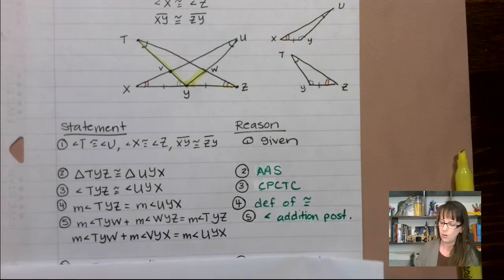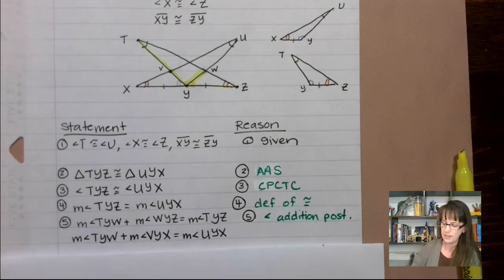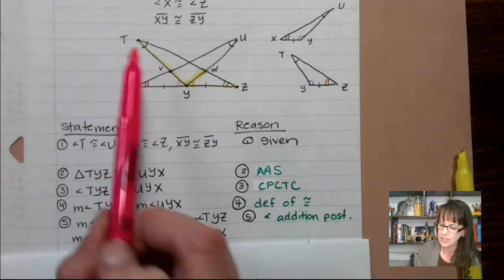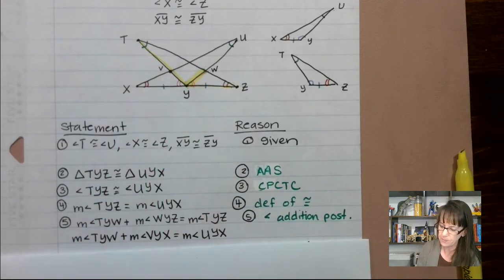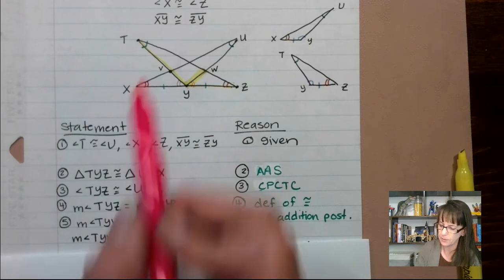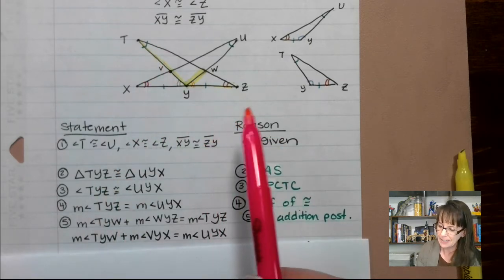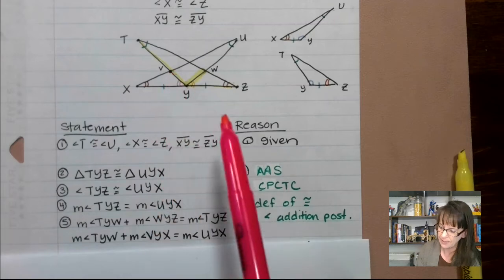Okay, now we can do the same thing for this other side: TYW, or I'm sorry, TYV, and then VYX.